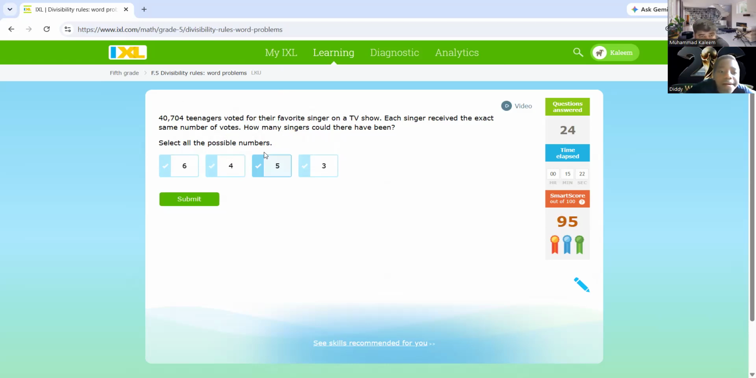40,704 teenagers voted for the election. So obviously it's not 5. It's 4. 11 and 4, 15. So it is divisible by 3. It is divisible by 6, because it's divisible by 2 and 3. So it is divisible by 6. Yeah, that's the right answer.